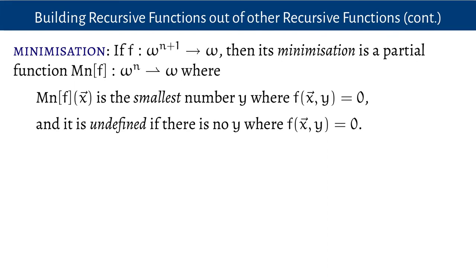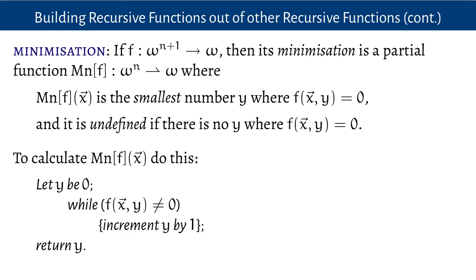So here's the general scheme. I can minimize a function which has n plus 1 inputs. The result is going to be a function which has n inputs. And here's what I do. The minimization of f is the smallest number y where f and the other inputs plus y as the last input is equal to 0. And it's undefined if there's no value of y that makes f of x and y equal to 0. This can be calculated using this process of try something, check, try something, check, until a value turns out to work. Here's the process.